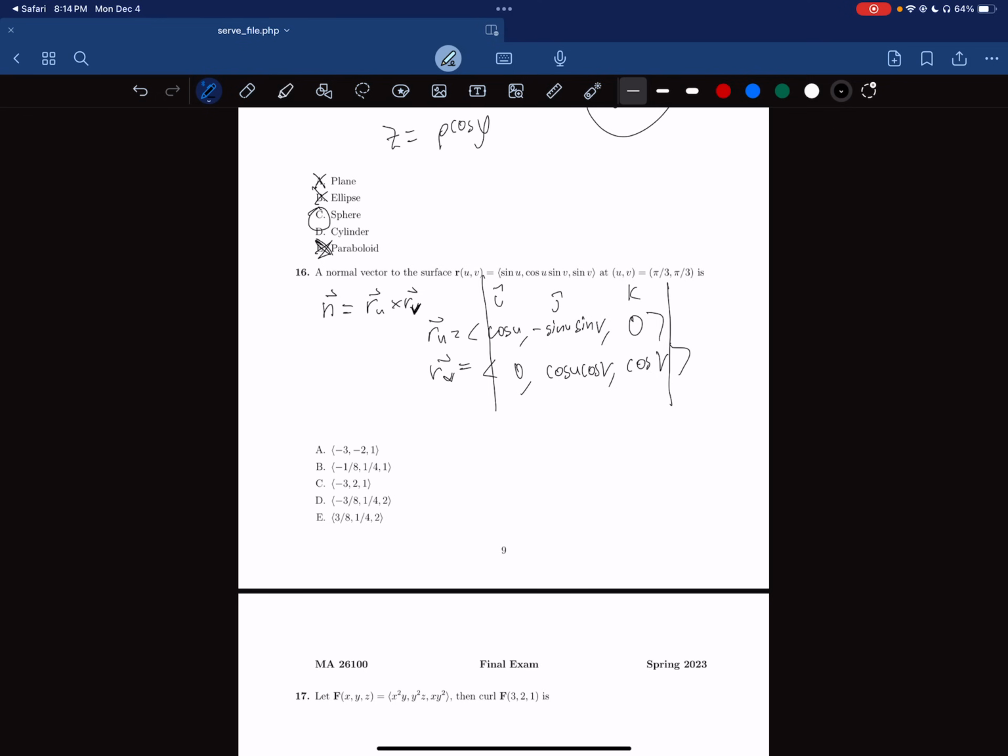So the cross product is just the determinant. So let's do that. For the i component, we're going to get negative sine u sine v times cos v. Okay, cos v, sine u, or sorry, no, that is totally wrong. Negative cos v sine, negative cos v cos u. Can't write today. And for the k component, we get cos squared u cos v.